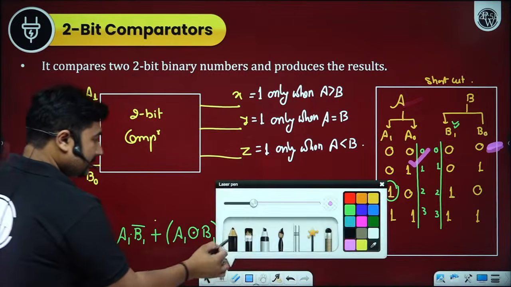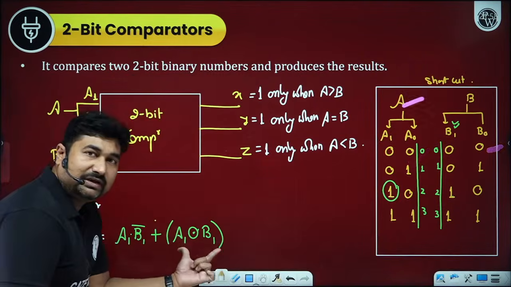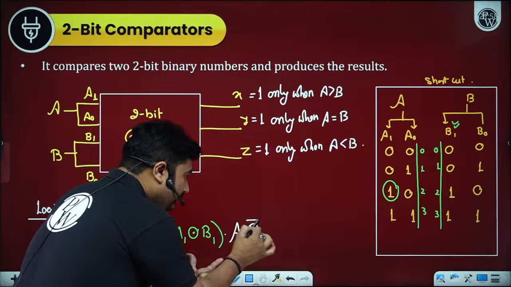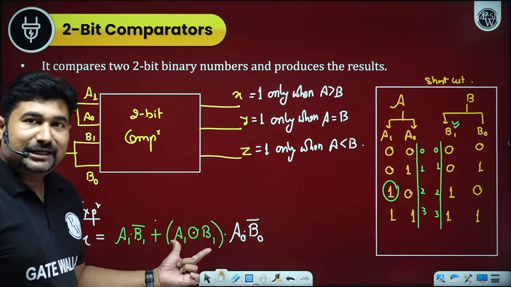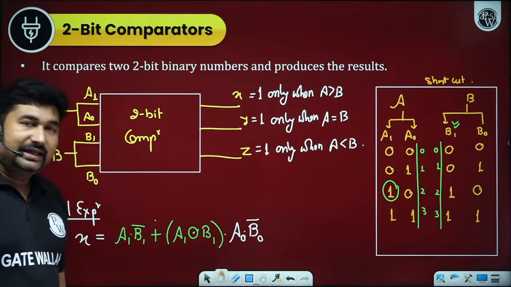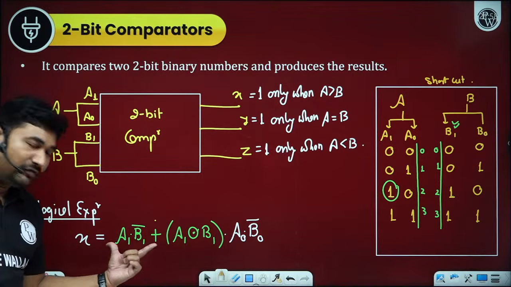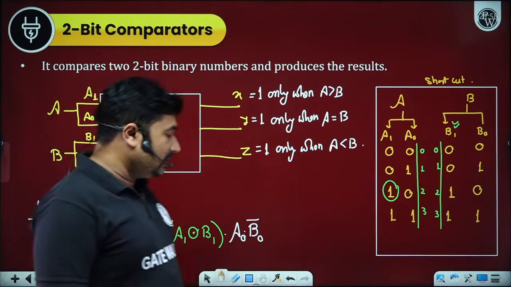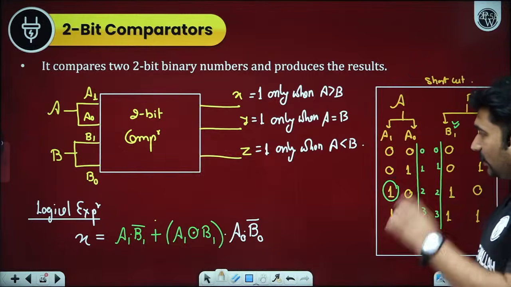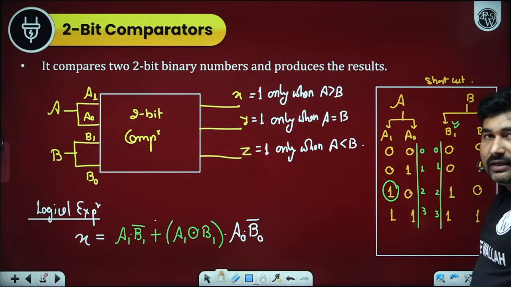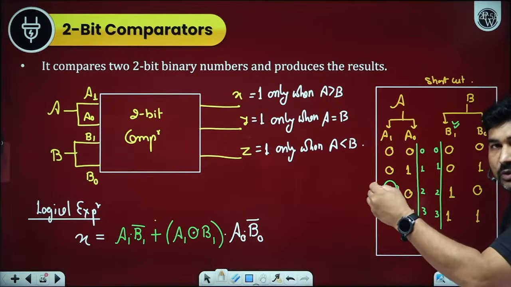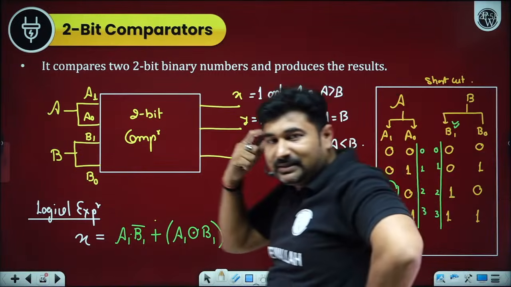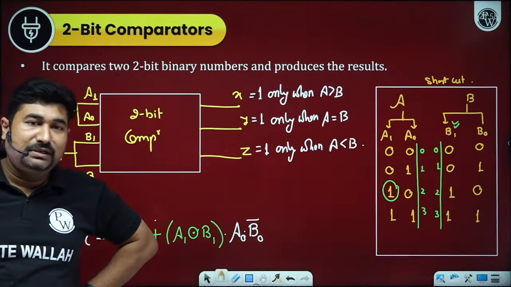Yes, sir. So if A1 and B1 are the same, but A0 is greater than B0, then also your X will become high. So we can write the logical expression for X as A1 B1 bar plus A1 XNOR B1 multiplied with A0 B0 bar. Now you can put any condition. X is going to be high only when A is greater than B. Is it okay, beta ji? Please tell me by writing in the comment section.